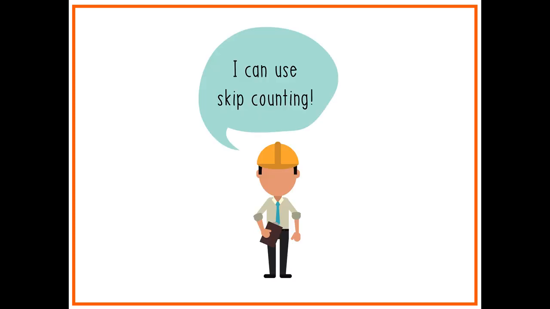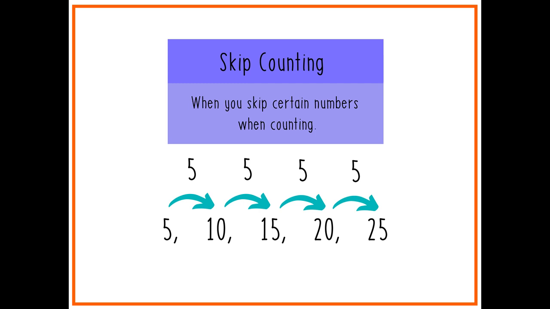Clark decides to use skip counting as a quick way of figuring out how many beams he needs for his project. Skip counting is when you skip a certain number when counting. For example, if you count 5, 10, 15, you are skip counting by 5s. This is because you are skipping numbers when you count and increase by 5 each time.